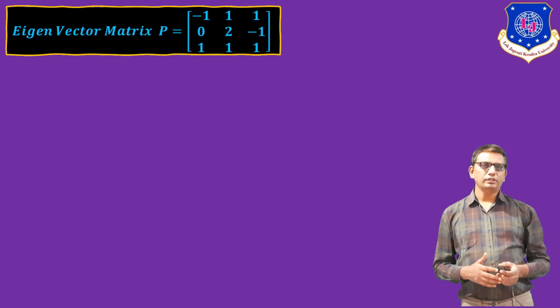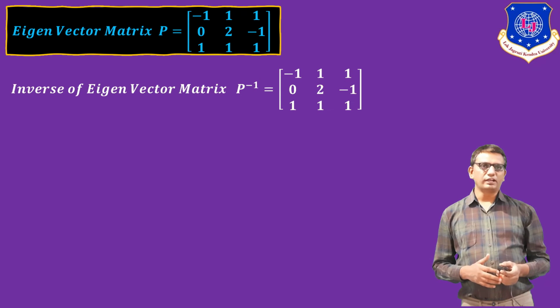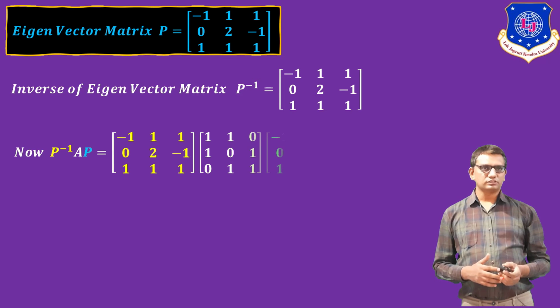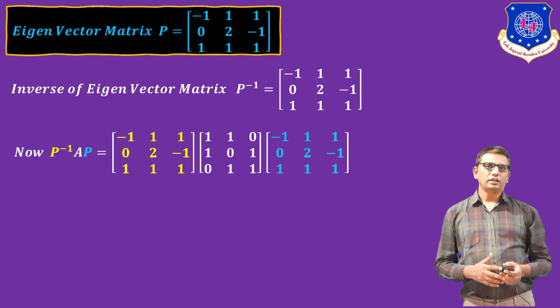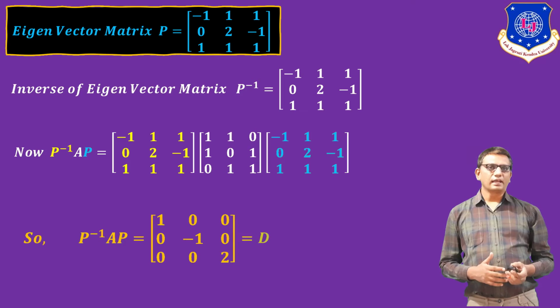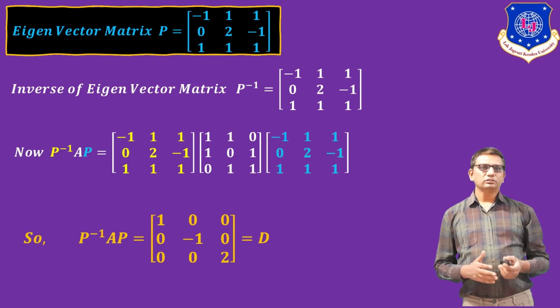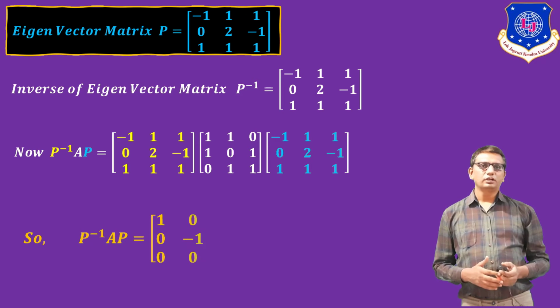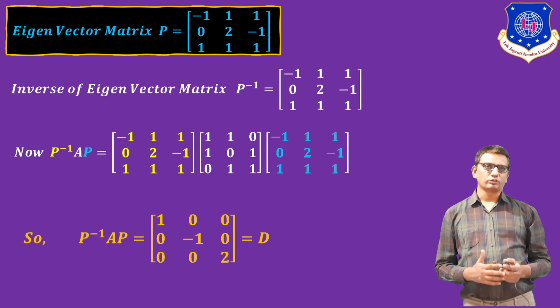We already found it, and now we take the inverse of this particular matrix. I am writing the inverse of that matrix directly, and now P inverse AP looks like this type of matrix. After that we have the corresponding diagonal matrix, with entries 1, -1 and 2. That is our diagonalization process.